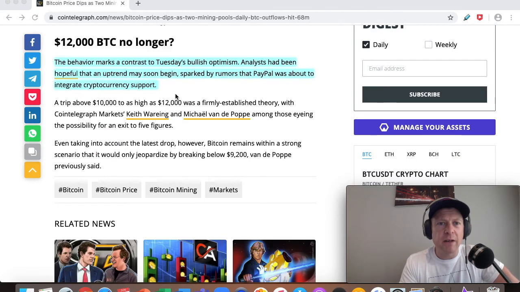This behavior marks a contrast to Tuesday's bullish optimism. Analysts had been hopeful that an uptrend may soon begin, sparked by rumors that PayPal, we will get to this, was about to integrate cryptocurrency support. So what you saw was a little kind of a rally yesterday up to about 9,700, and now it's currently trading at about 9,350 at the time of this video.